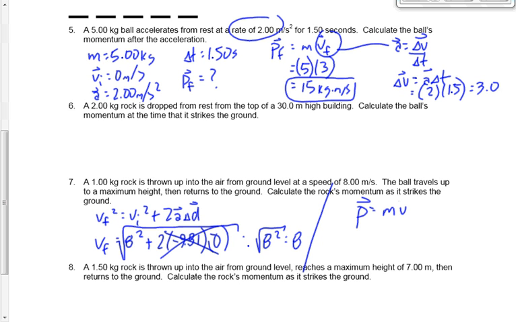Now it's an easy question, right? Now that we have the velocity, the momentum is m times v. It's 1 kilogram times negative 8 for the velocity. Gives me negative 8.00 kilograms meters per second.